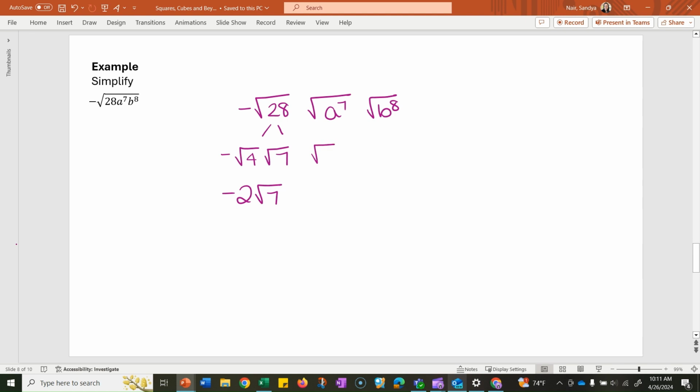A to the seventh, once again, I'm going to break it down as the square root of a to the sixth times square root of a. And so I have a cubed square root of a. Square root of b to the eighth gives me b to the fourth. So when I rewrite this, I have negative 2a cubed b to the fourth times the square root of 7a.